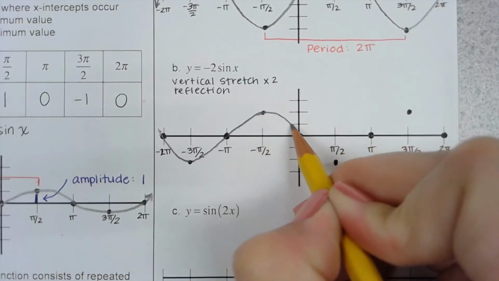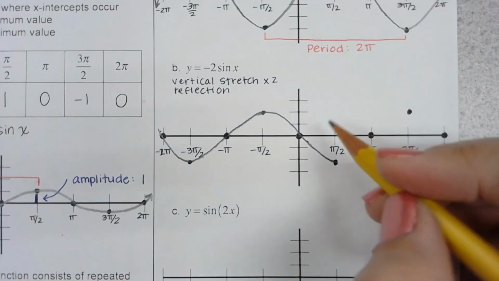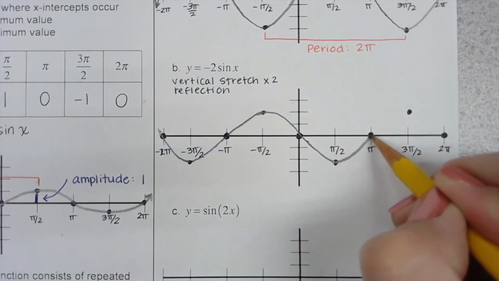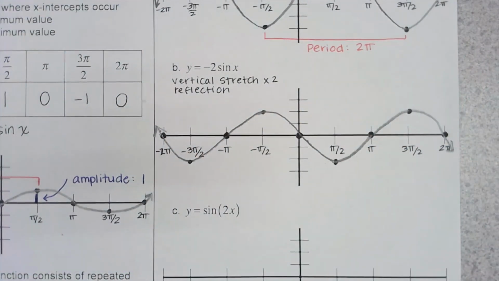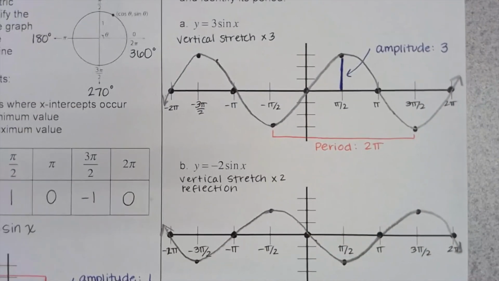It doesn't seem super important today because we've only learned about this one type of graph so far, but after we talk about cosine tomorrow, it's going to be really important that you notice this, and I didn't label it on the last graph, so I'm going to go back and label it.